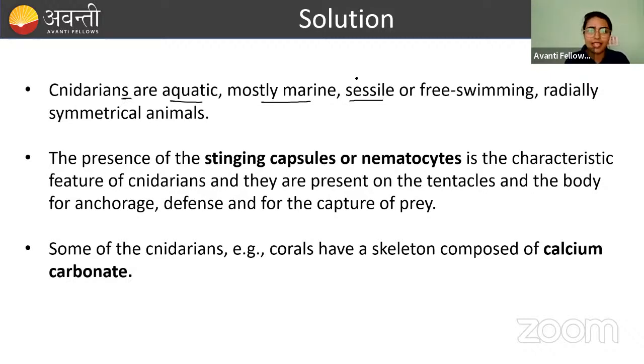So what do you mean by sessile? Sessile means which is not moving, or you can say non-motile. ओके वो non-motile होते हैं. They are attached to any kind of substratum, कोई substratum को attach होंगे उनको हम बुलाते हैं sessile.